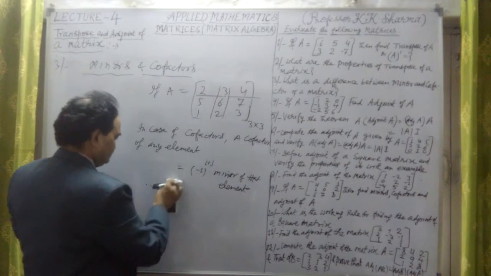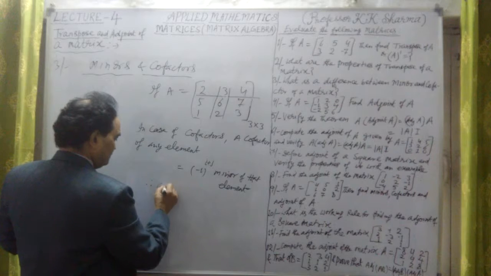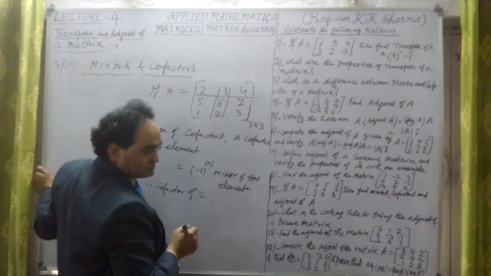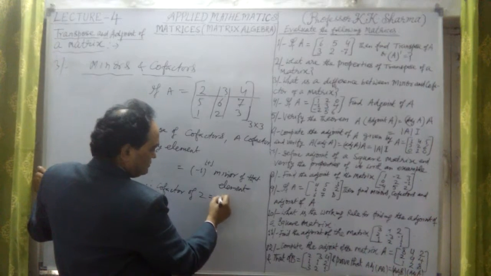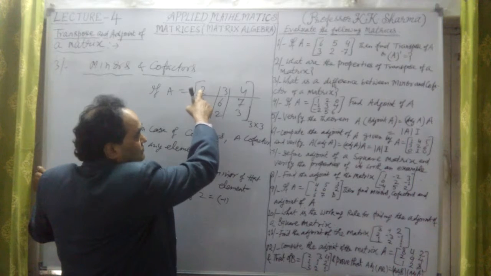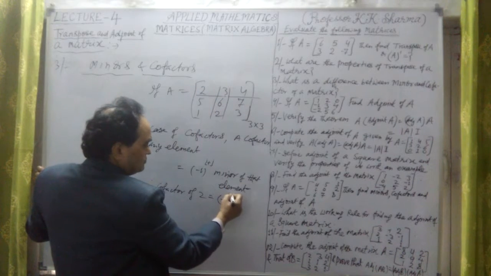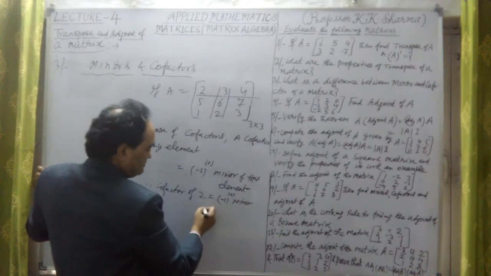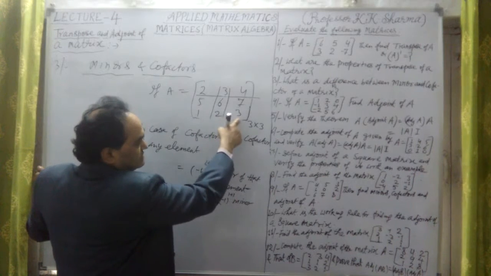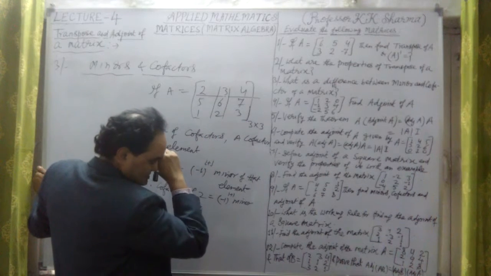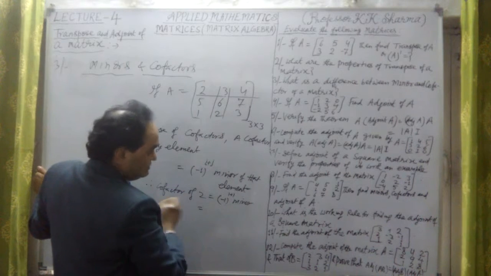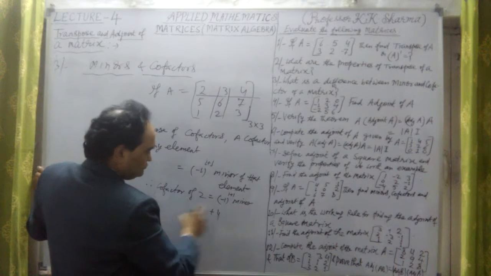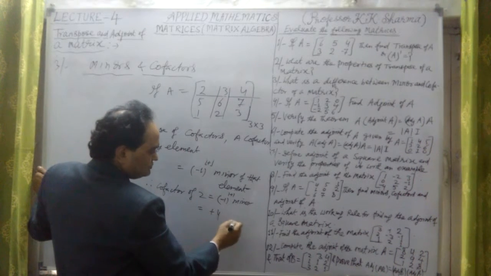cofactor of 2. Let me find out the cofactor of 2. Therefore, the cofactor of 2, which is the first element in the first row, will be given as minus 1 raised to power, this is first row, first column, it is 1 plus 1, into its minor. The minor is calculated as 6 times 3 is 18 minus 14, which is 4. That means positive 4. This is plus 4. So here, the cofactor of 2 is positive 4.